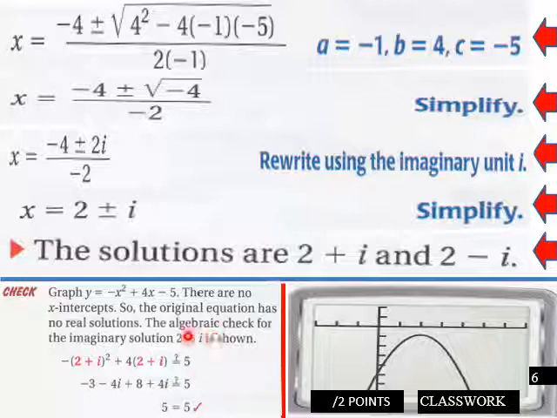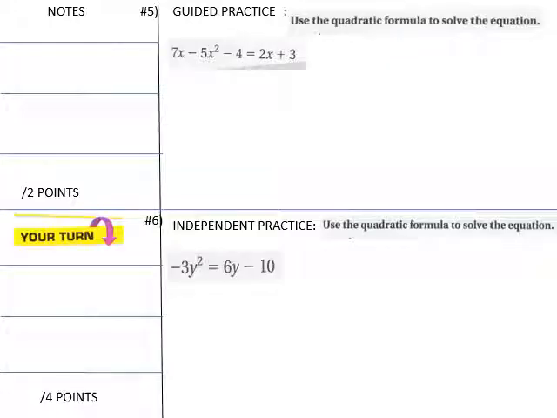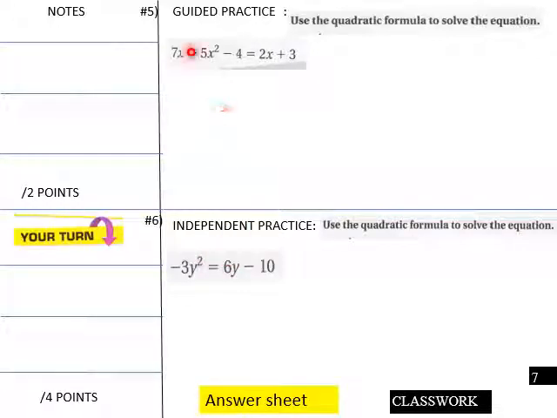The algebraic check for the imaginary solution. We plug in our solutions back into the original quadratic, and it does end up checking out that way. Okay, into our next guided practice. Use the quadratic formula to solve this equation. Students, pay attention. This is your independent practice here.